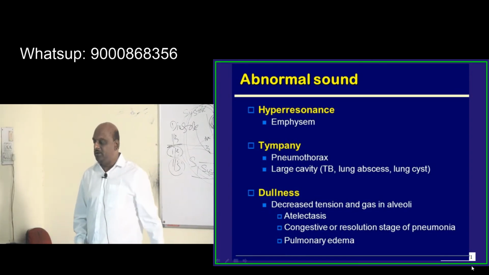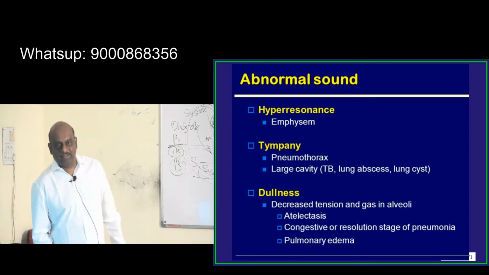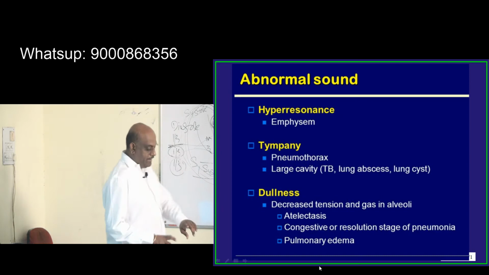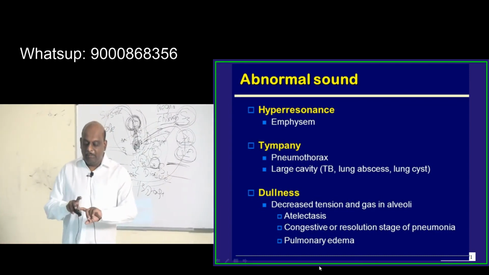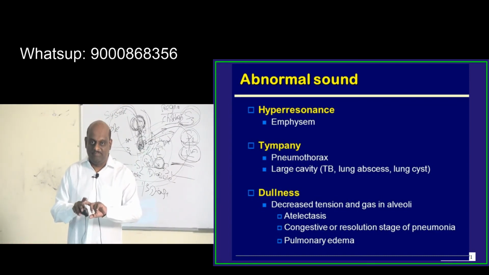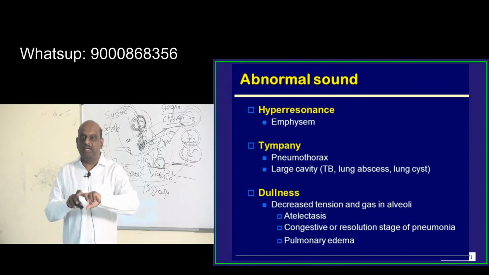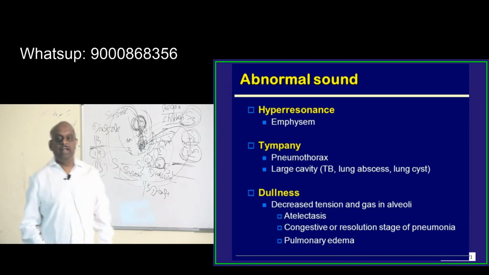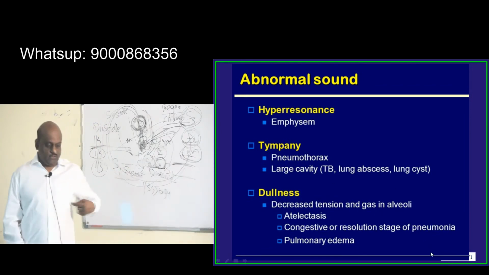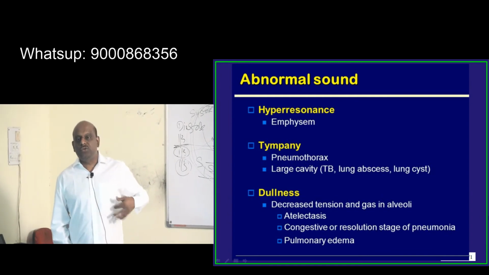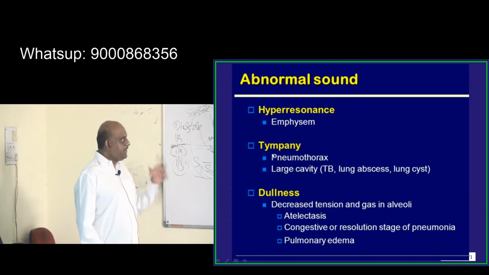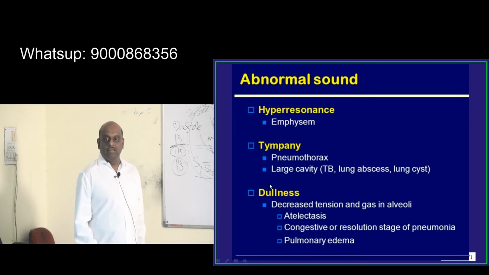Now one word on the breath sounds of the heart and the percussion findings of the lungs. Breath sounds and percussion findings, let us talk. On percussion, how many types of sounds can you listen? Quality: hyperresonant, tympanic, dullness.